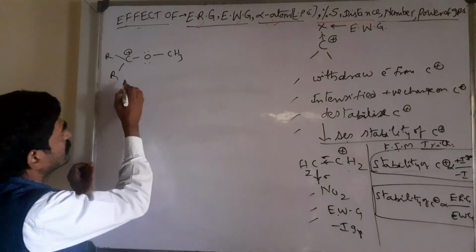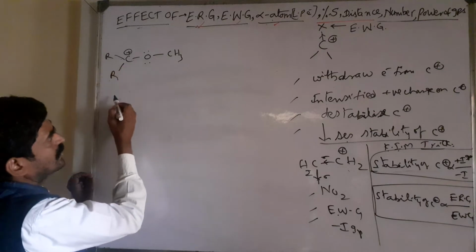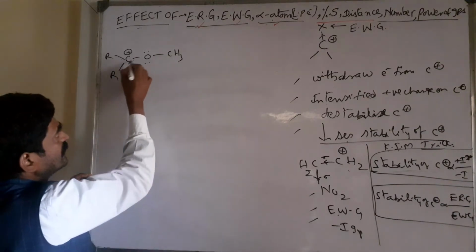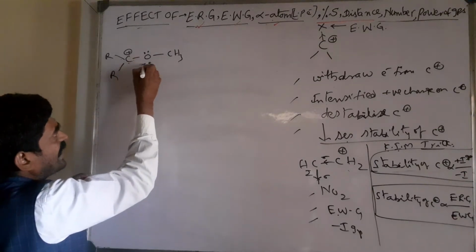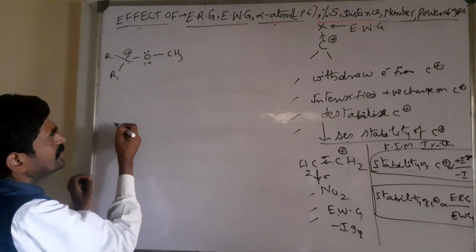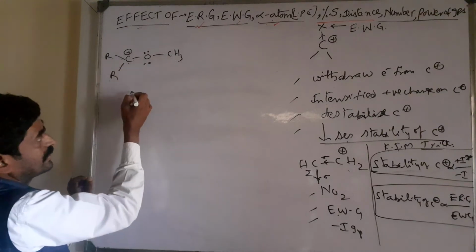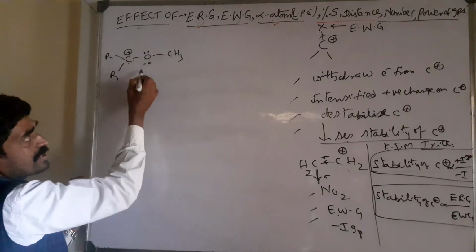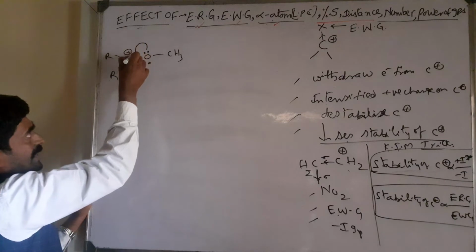Now this carbon is unstable, with only three bonds, and it is carrying a positive charge. The carbon adjacent to the carbocation is the alpha atom. Here the alpha atom is not carbon but an oxygen atom. If an alpha atom is there, it has lone pairs of electrons. There are two lone pairs on the oxygen atom. These lone pairs of electrons are delocalized.